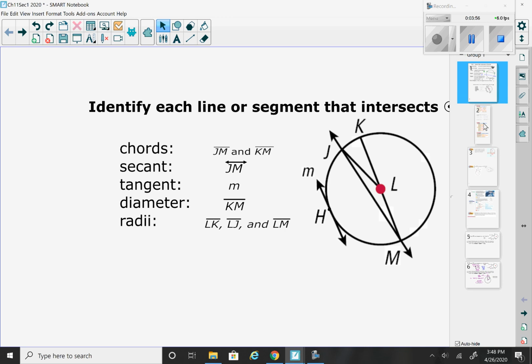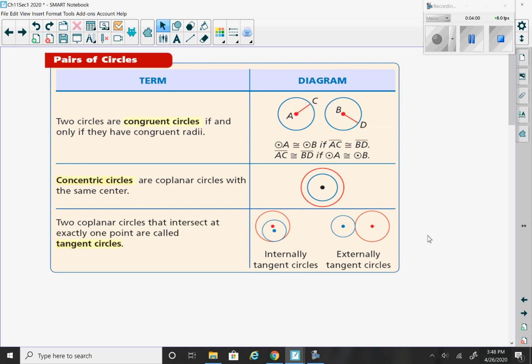Next, we have a couple of other definitions and theorems to write down. So this first part, we're going to be writing down some things. Go ahead and pause the video here and write down these 3 terms: congruent circles, concentric circles, and tangent circles. Write down their definitions and their pictures. So go ahead and pause the video and write these down.